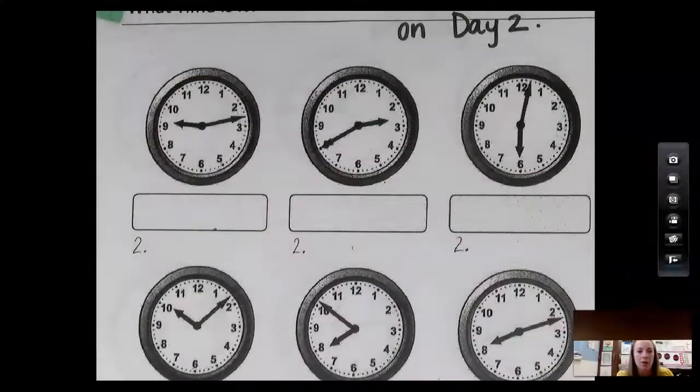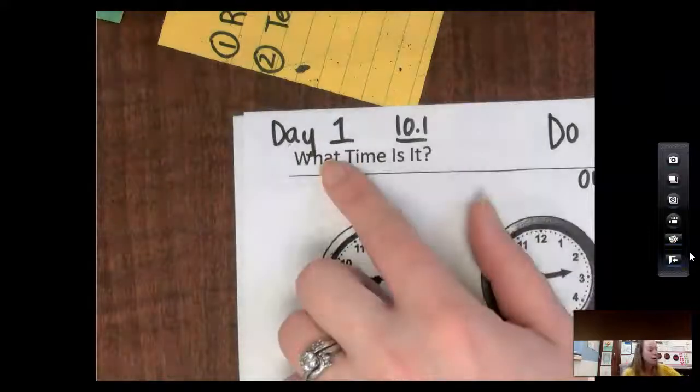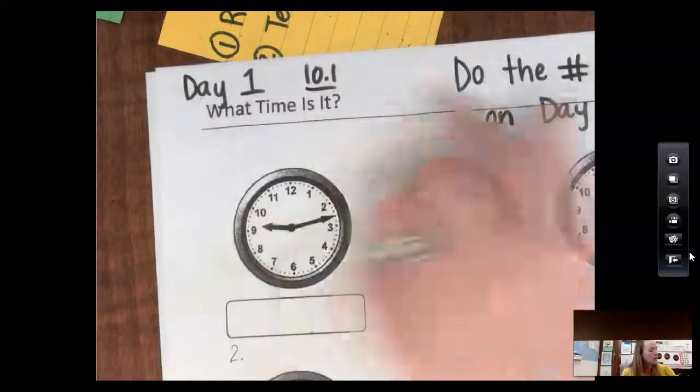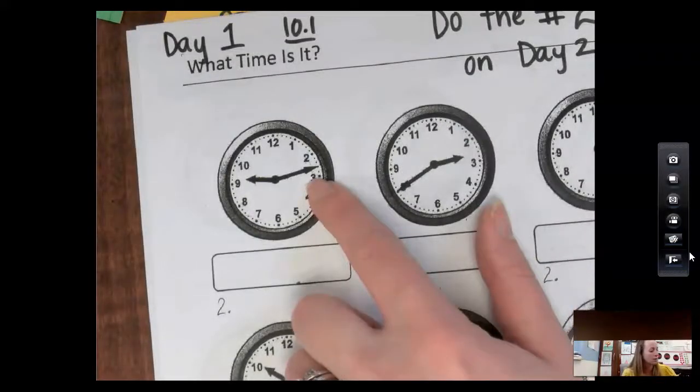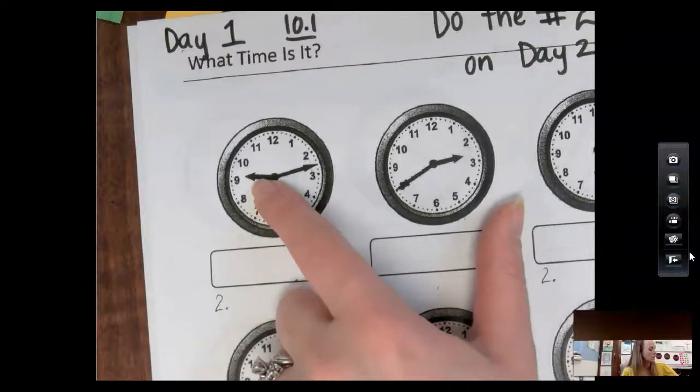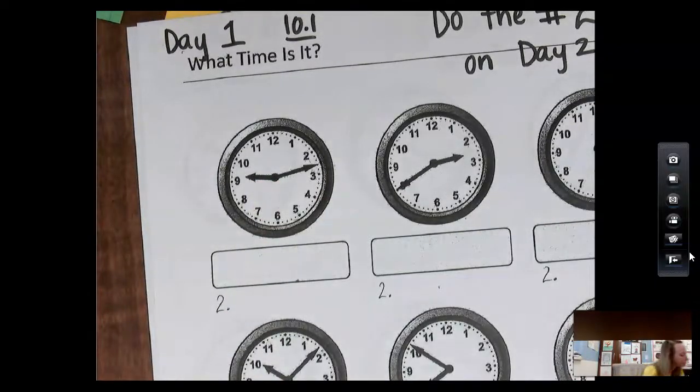I'm going to go ahead and put myself in the corner. You need to please get out the paper that says Day 1, 10.1, and we are going to be doing the one that looks like this. The hour is right here, so make sure you have the right sheet out.